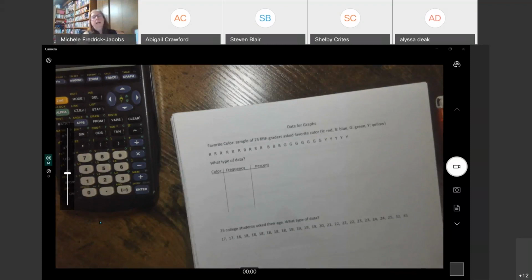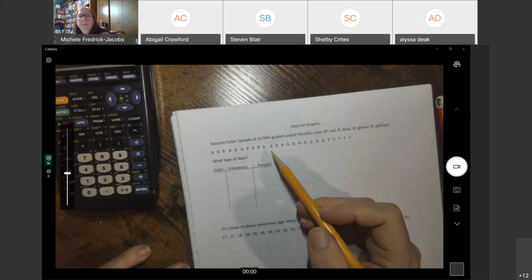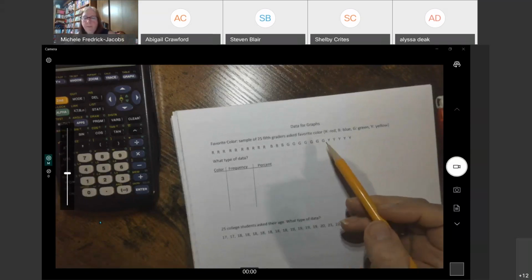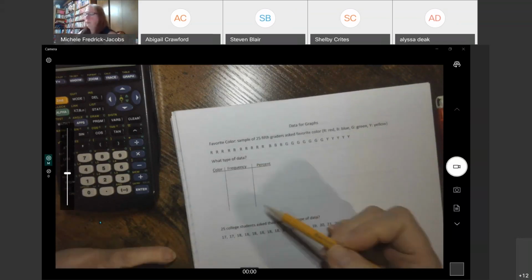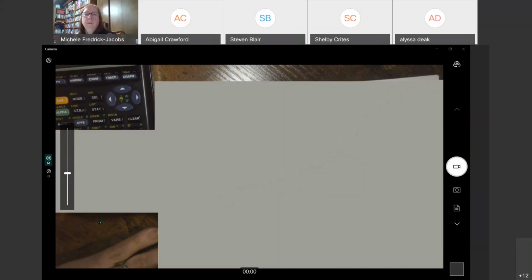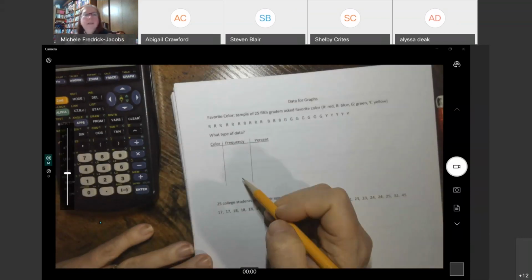We look at this data, and we're going to make 2 different graphs. The first, you want to make the frequency table. Frequency means how many.